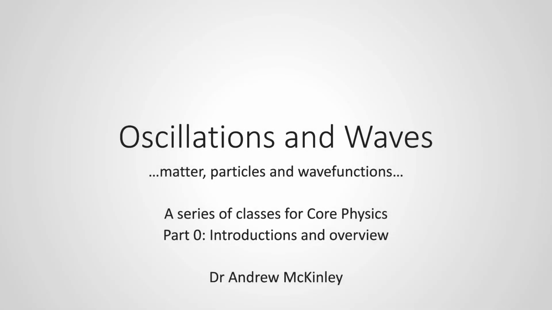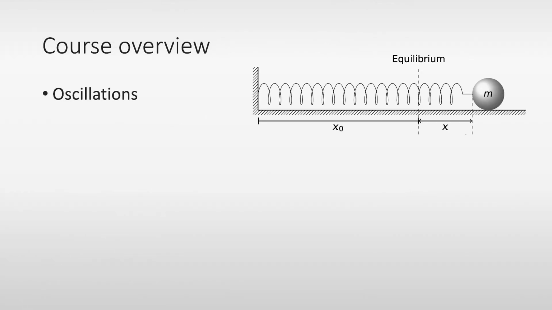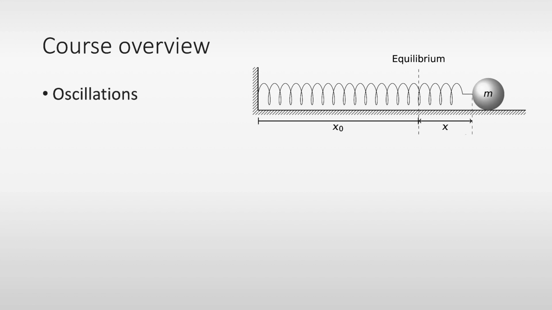Welcome to the Oscillations and Waves component of the core physics unit. In this unit we'll be looking at how waves and oscillations can be used to describe matter, particles and wave functions. As an overview to the course, we're of course going to be looking at oscillations. We're looking at the oscillations of masses on springs, considering things like the equations of motion, how these systems can set up simple harmonic motion, and we'll be looking at how the oscillations behave under damped and forced motion.